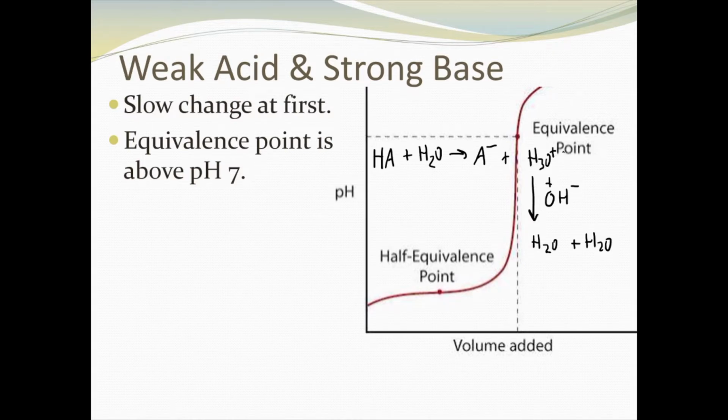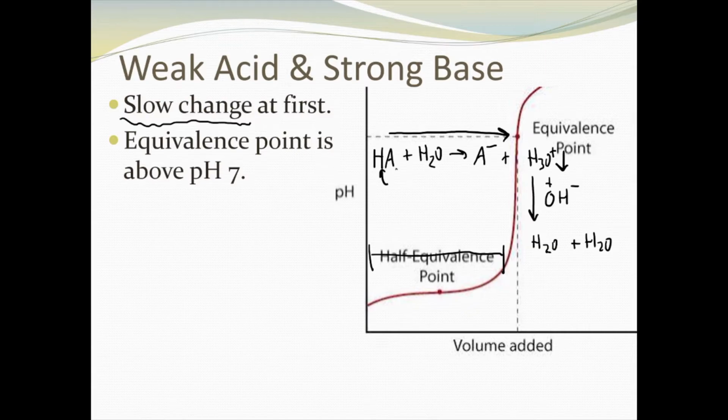Now, as this reaction occurs, the hydronium concentration goes down because it's reacting with the strong base, so this equilibrium will shift this way to remake the hydronium. This shifting of equilibrium is what makes the change very, very slow. It basically maintains this pH until all of this gets used up. Once all of the weak acid gets used up, then you see the sharp increase in pH.